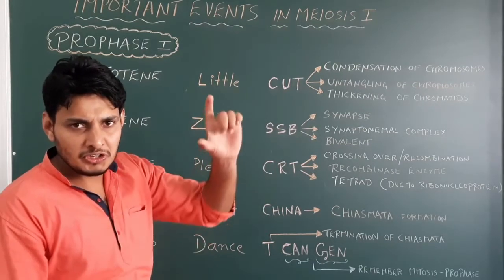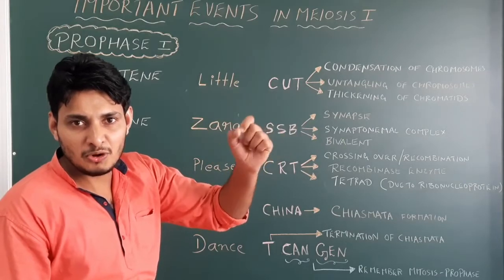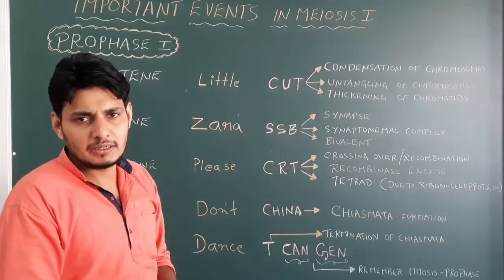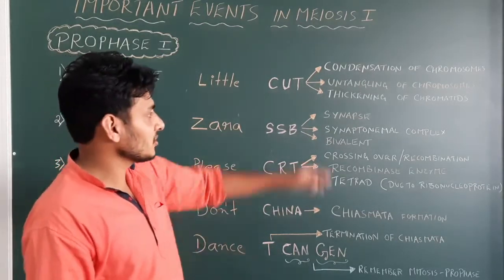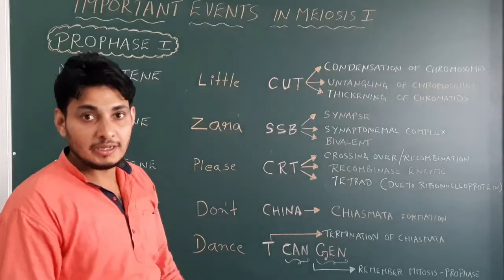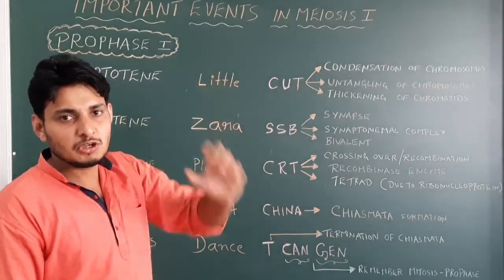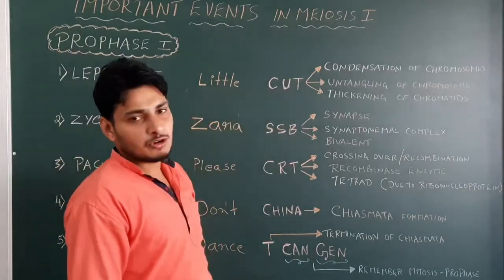Cut, what is C? Condensation of the chromosome or chromatin, chromatids, whatever. If you have any confusion with chromosome, okay, write chromatin, don't worry, you get marks. Condensation of the chromosome, or the other word for condensation is compaction. The compaction of the chromosome, chromatin. Done. U is untangling of chromosome.